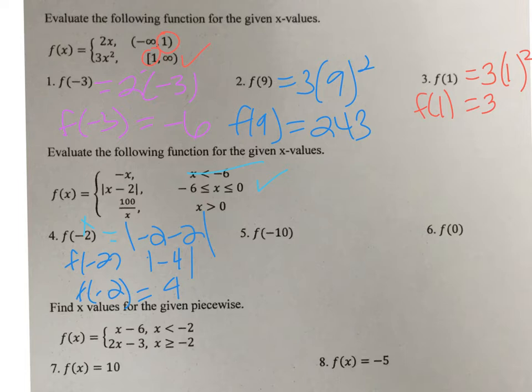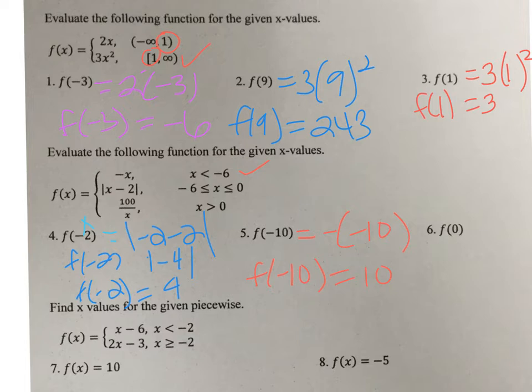All right. So for the next one, again, I have to figure out which boundary will -10 fit in. So, oh, it is less than -6. It's left of -6 on the number line, so it's less than that. So I'm going to plug in -10, so equals -x. So -10. The negative was already there, and x is -10. Well, negative times a negative is a positive, so f of -10 is just 10.